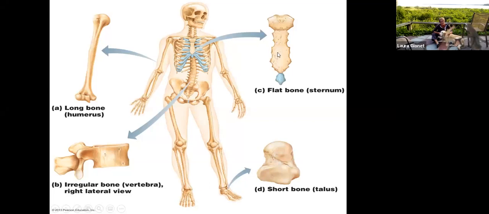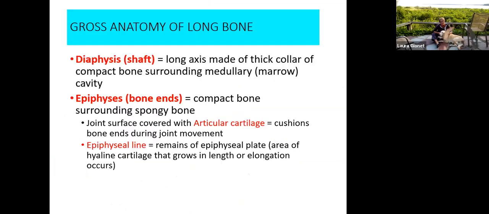Flat bones such as your sternum, and short bones such as the bones of your ankle, which are called tarsal bones, and of your wrist. You have two rows of four that are all unusually shaped, and those are short bones as well. Okay, so we look mostly from here on at long bones.